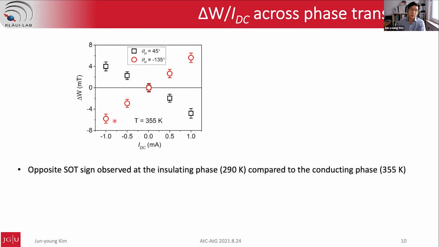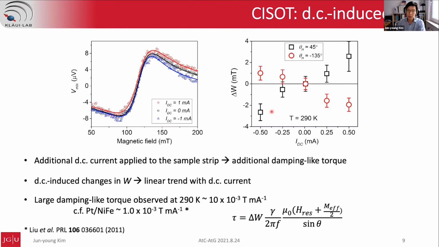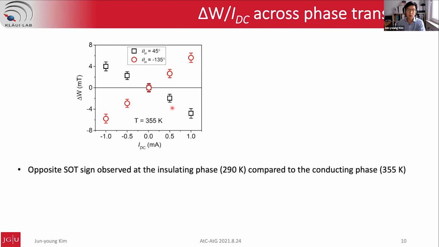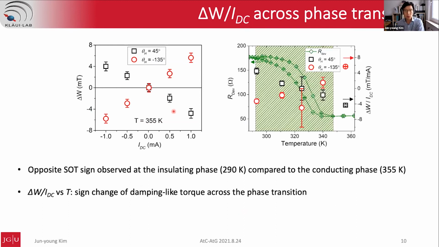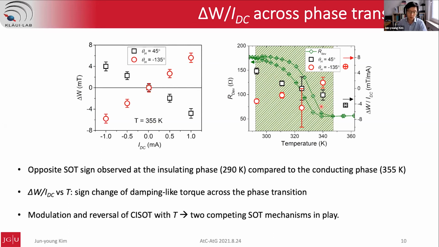If you look at the given field directions, the black points here show a negative relationship, but at room temperature it is positive. This change and sign reversal of the linear relationship suggests that the spin-orbit torque direction has changed. We performed a few more measurements at intermediate temperatures, and indeed we see this reversal of the spin-orbit torque as we cross the insulator-metal transition. This suggests that there are two competing mechanisms for the spin-orbit torque present in this system.